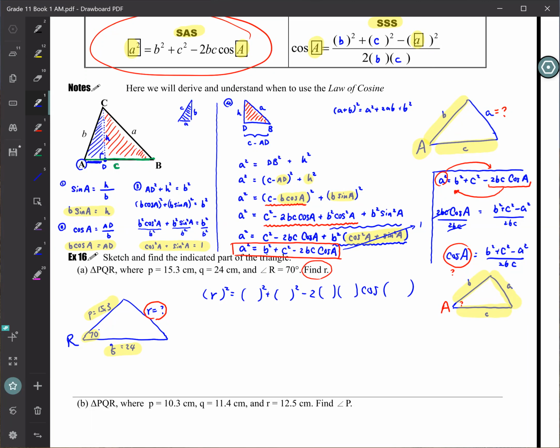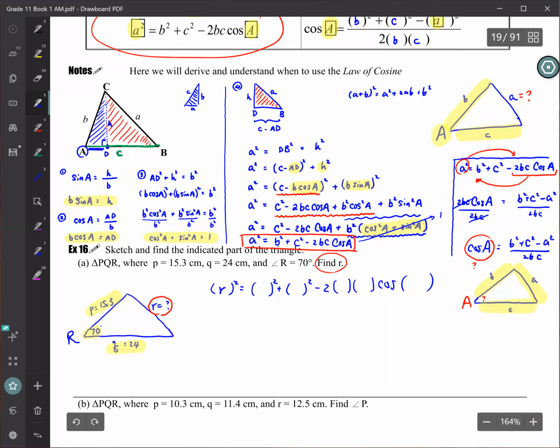Okay, Yosher, can you tell me starting from the first bracket, what number? R squared equals 15.3 squared plus 24 squared minus 2 times 15.3 times 24 times cosine 70. Yes, very good. Okay, so the first thing I will fill in is the 70 degrees, right? Because that's the pair with the angle, the side r and angle R.